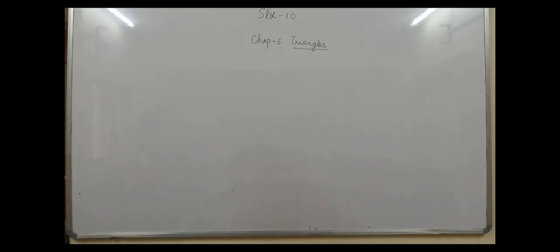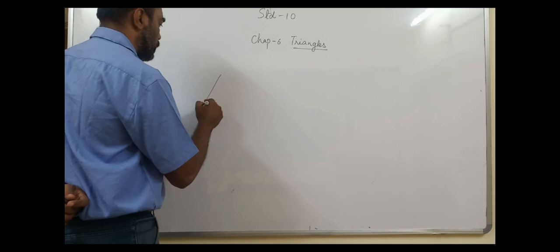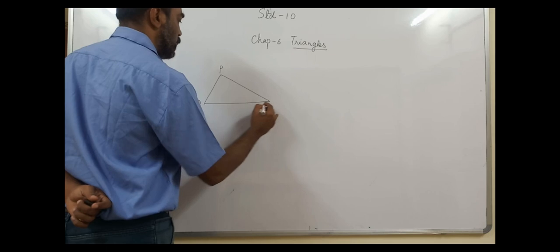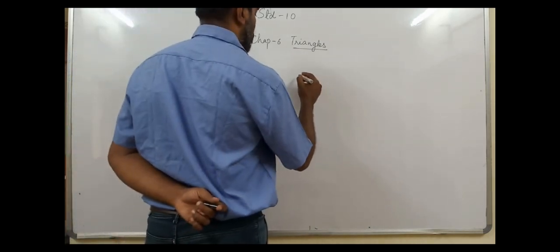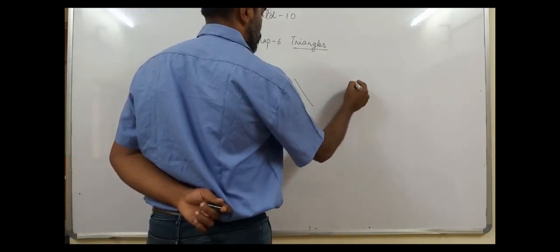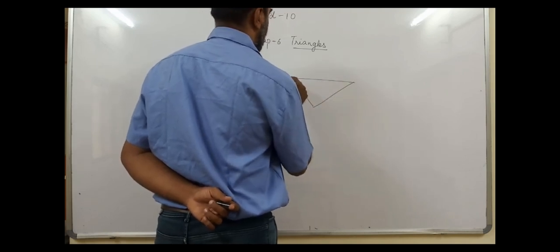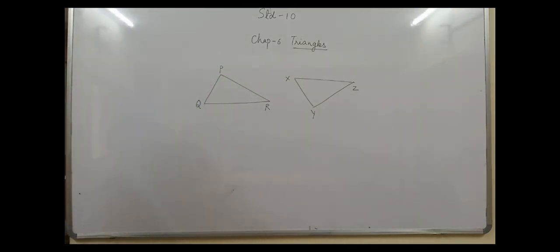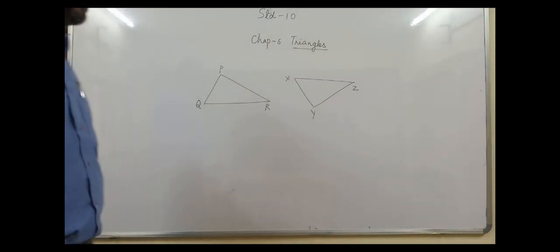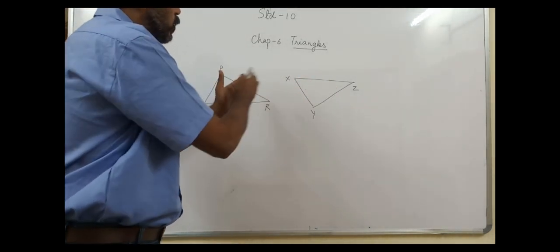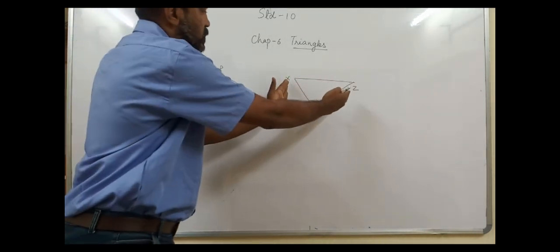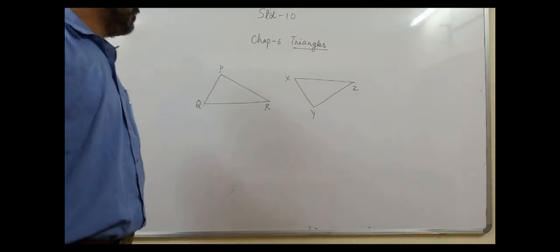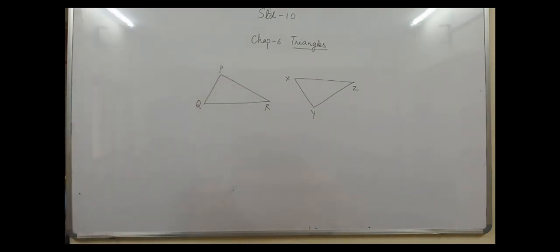So, let me write on the board here. Suppose I have got triangle PQR, another triangle XYZ. Now according to the condition, for both of them to be congruent, they should be coinciding. It means when I place this triangle on this triangle, and if they exactly coincide, then they are congruent. Now you can see the arrangement. How will you place them?